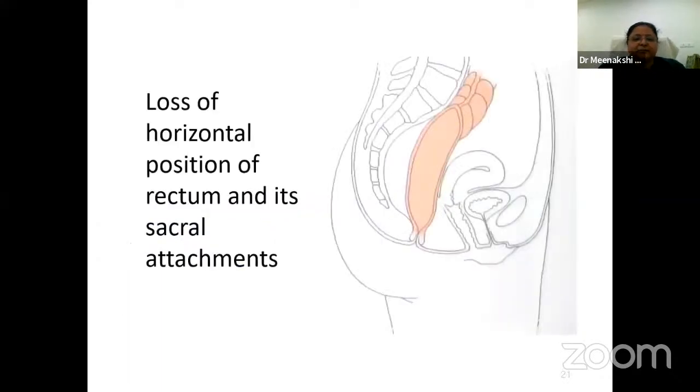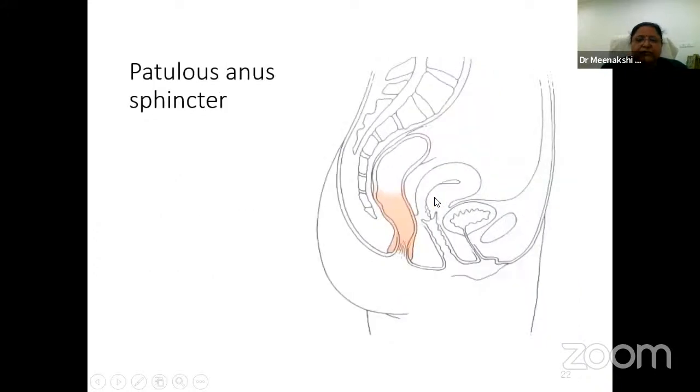Then anatomic abnormalities are associated with this rectal prolapse, like loss of horizontal position of the rectum and its sacral attachment. We have already seen how it is attached, but when this horizontal position is lost and it becomes almost a straightening of the rectum because of some anatomical variations, then there are chances of this rectal prolapse. Then patulous anal sphincter, that is another associated anatomical abnormality.